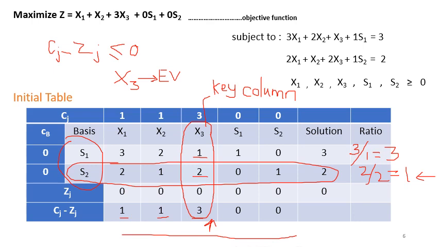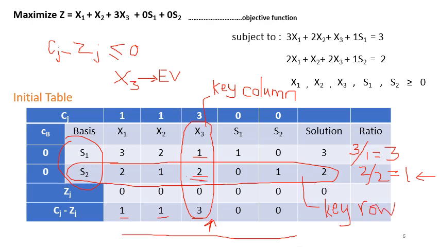This particular element is the intersection point of the key row and the key column. This intersection point is called the key element or the pivot element. This is now the key row, and this 2 is the key element.